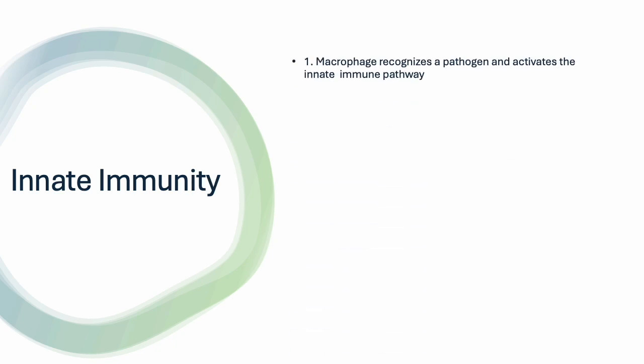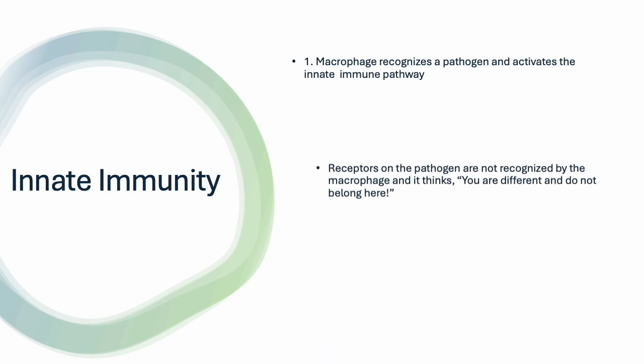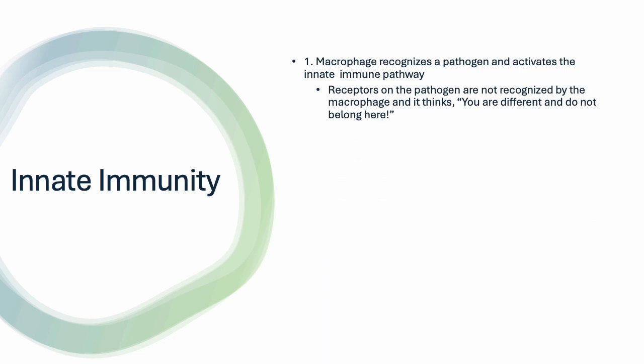What happens is a macrophage, this big type of white blood cell that's always floating around the body, recognizes a pathogen and activates this pathway. The receptors on the pathogen are not recognized by the macrophage, and it looks at it and says, "You do not belong here. I don't know what you are." So then the macrophage begins phagocytosis, which is the process of basically ingesting the pathogen. It takes the entire pathogen inside its cell and then kills it.